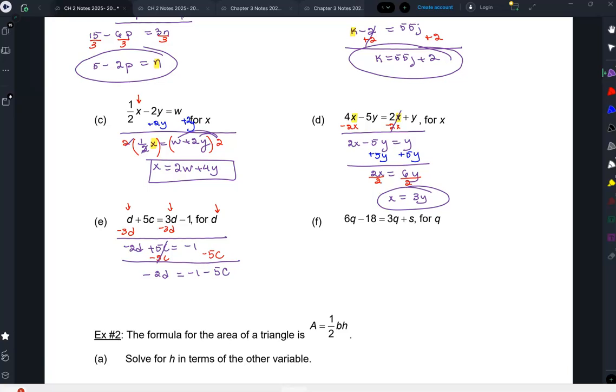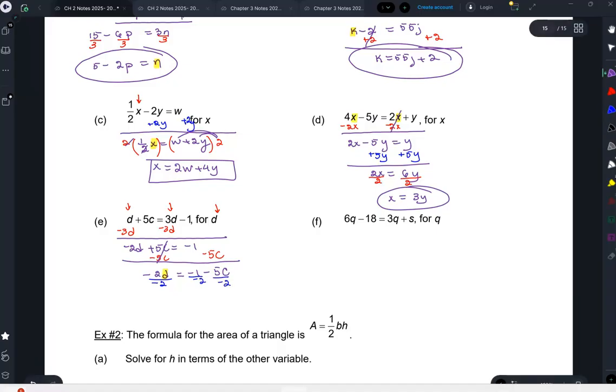Now what am I going to do? What am I solving for? Always remember what you're solving for. You're solving for d. Divide by negative 2, divide by negative 2, divide by negative 2.